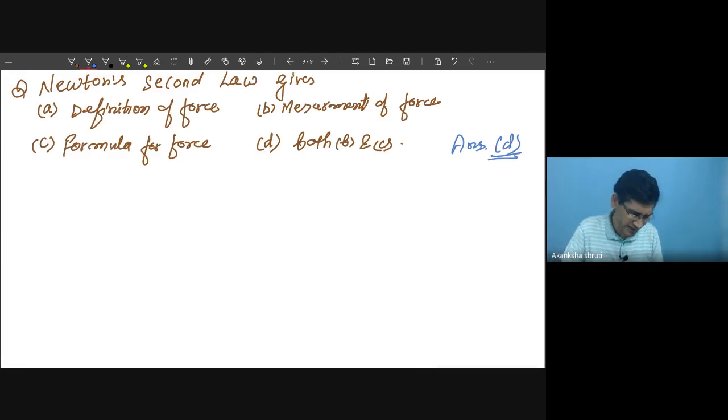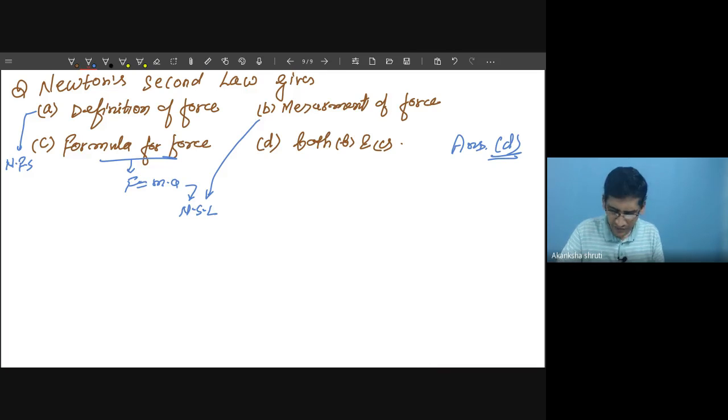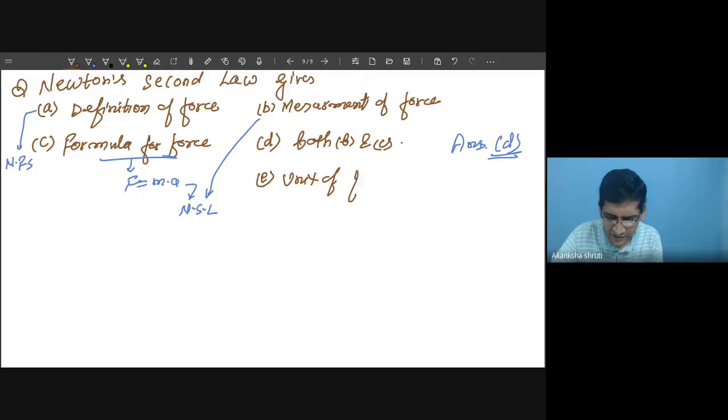Yes. Student, this is from Newton's first law. This means F equals ma. This is your Newton's second law. Writing this, it is the measurement, the same. Even option D may be framed as unit of force. Then this E is also correct.